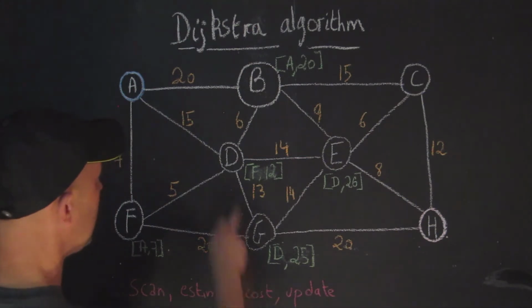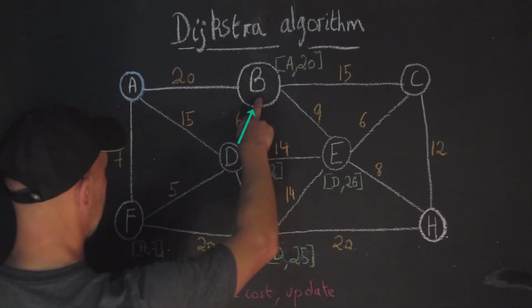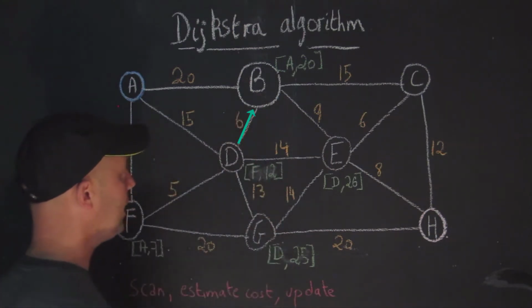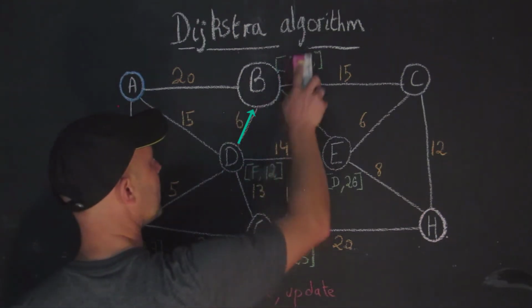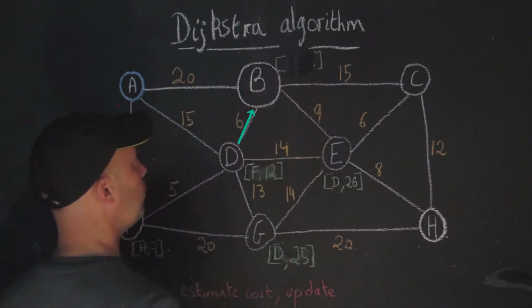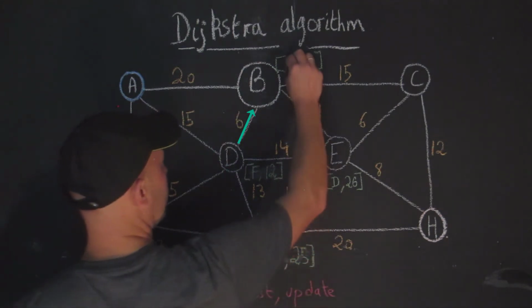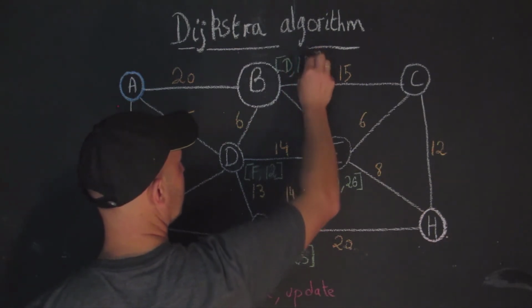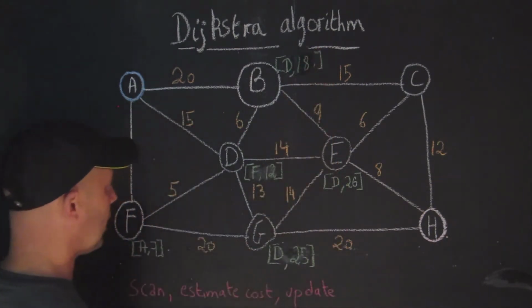And then from D, I can go back to B. Is this any better? So 12 plus 6, how much is that? That is 18. And so I can change this one to D here and then 18. So this is of course better, and I think that's all I can do.